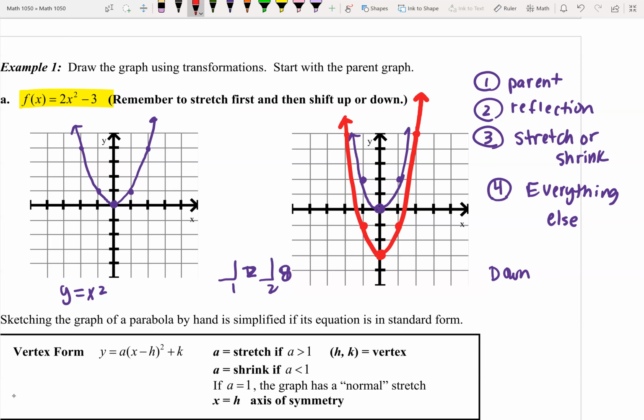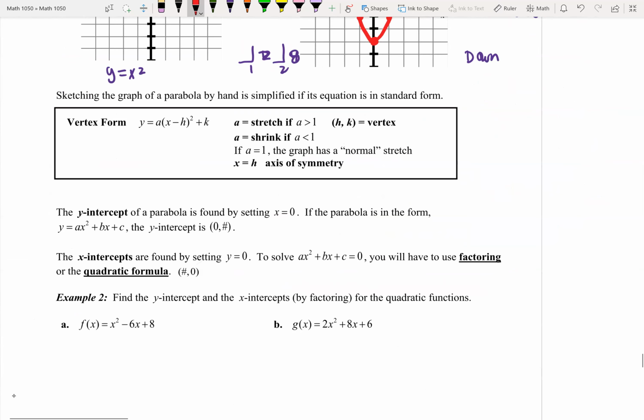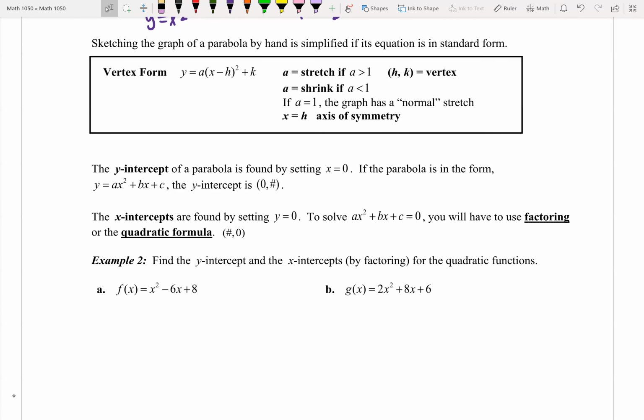And I know that you know what you're doing. You're just getting too fast with it. Okay, so just be careful. Okay, so this right here we pretty much already talked about. And this right here, I know that we talked about that as well. So if A is bigger than 1, it's a stretch. And if A is less than 1, then it's a shrink.